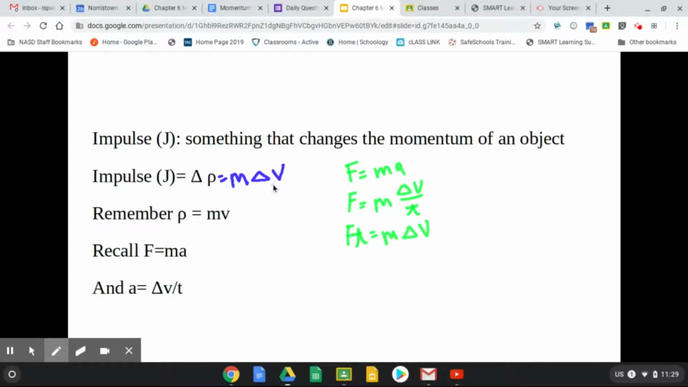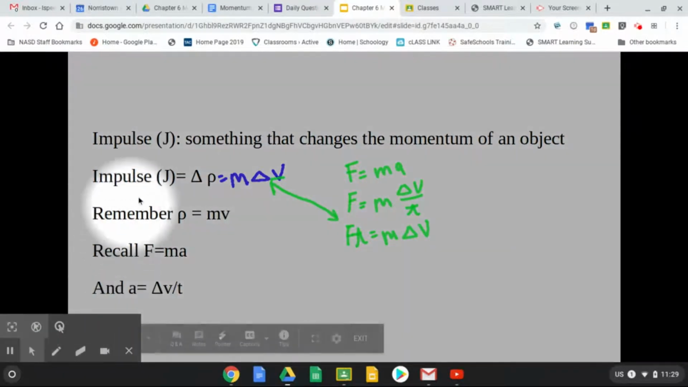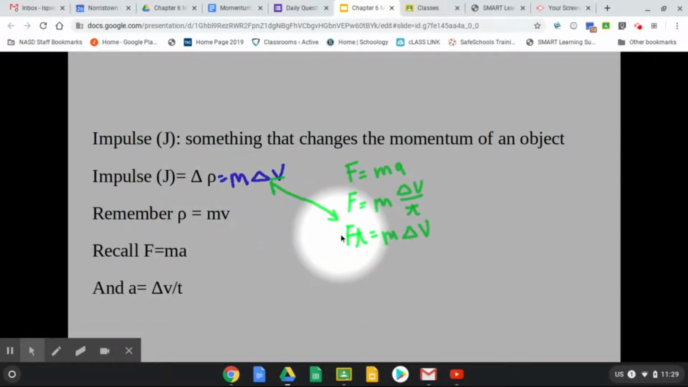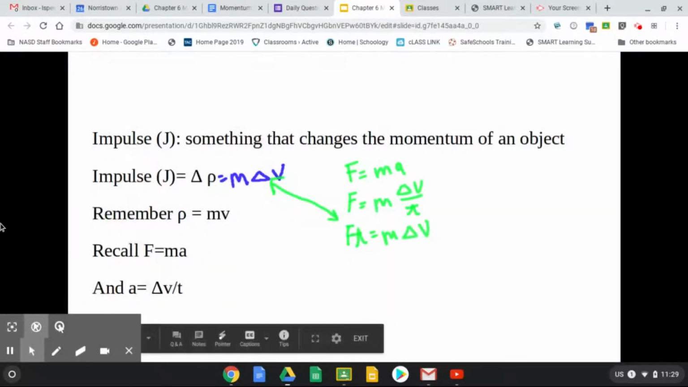So another way to talk about impulse, okay, another way to talk about the impulse of an object, besides mass times change in velocity, is a force acting over a given time interval. That can also create an impulse or a change in momentum. So all of that can be written together.